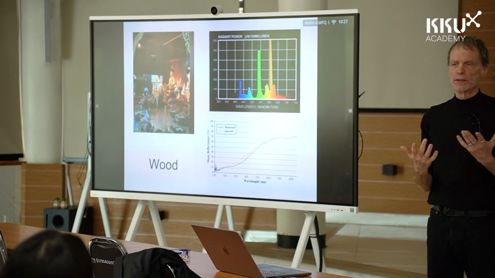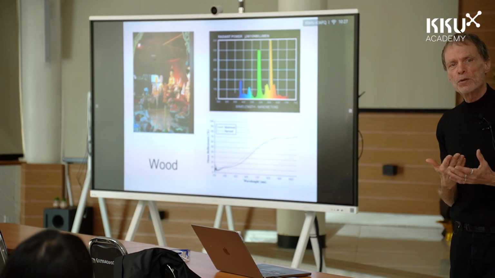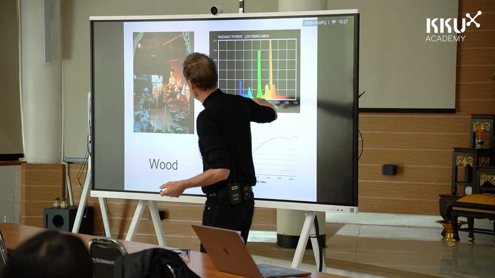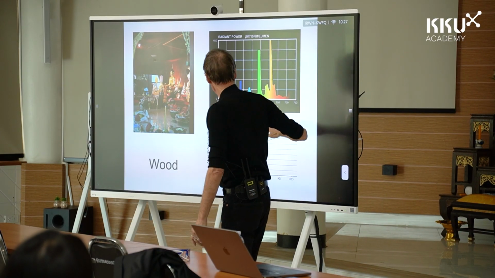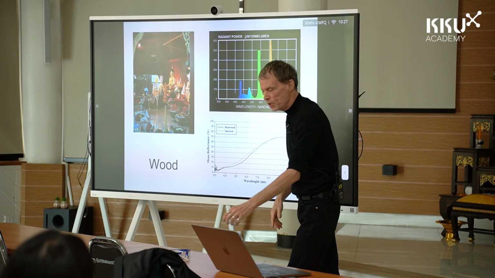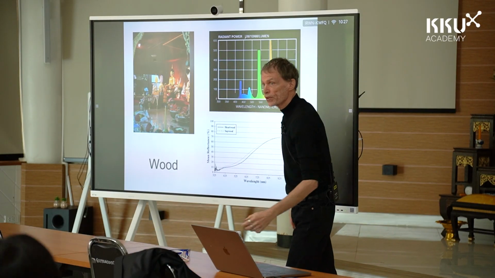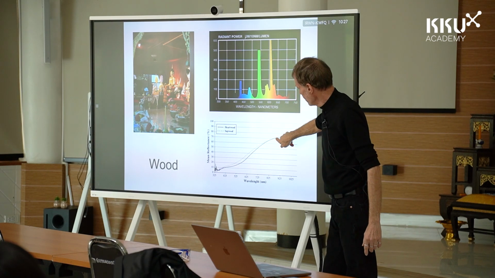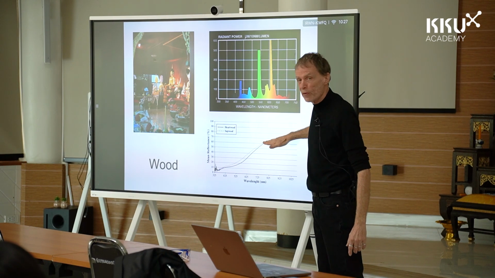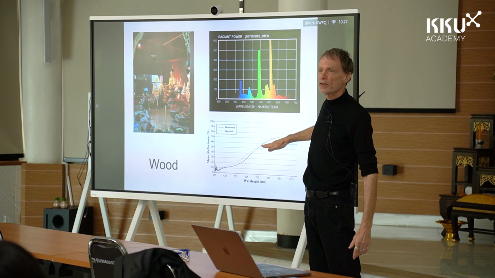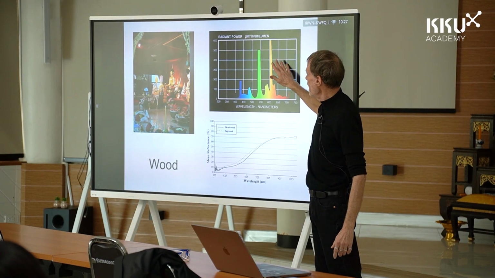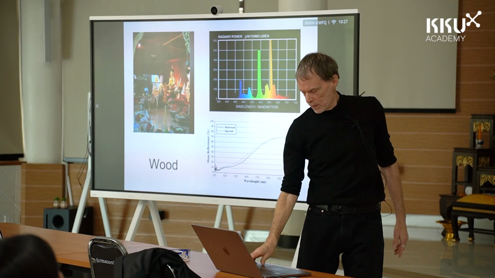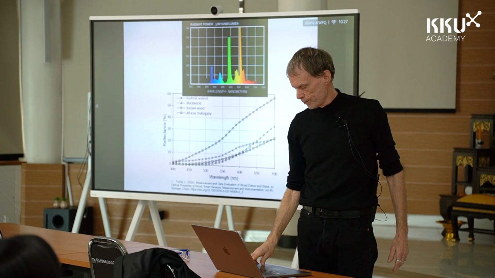I looked at wood. Woods get used a lot in Buddhist temples. Lots of wood. And wood, this material here on the tables, if you measure the spectral signature, it looks like this. And it's predominantly reflective in the red end of the spectrum. Okay? And with fluorescent light sources, you're not going to do that.